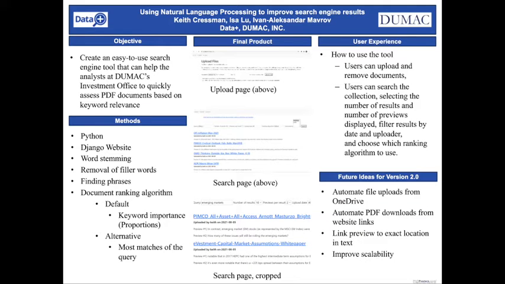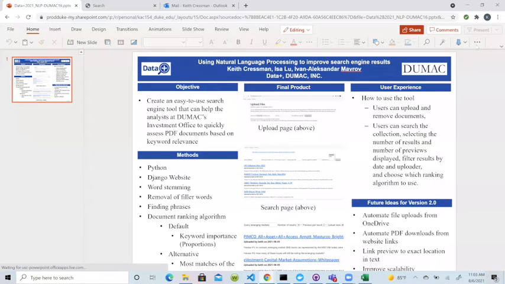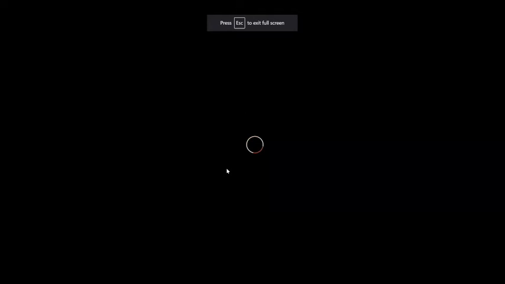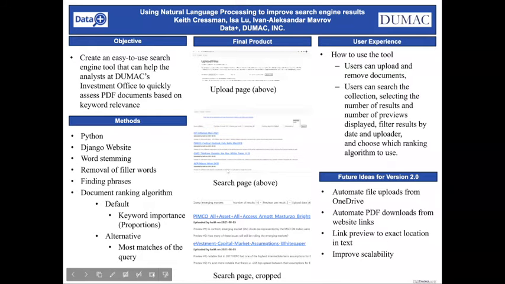Yeah, Ivan. So the client for our project is Dumac, which is the hedge fund that manages the Duke Endowment, as well as the Duke Pension Fund, as well as other Duke-related assets. The main type of documents that our tool needs to process are financial documents, and that would facilitate the research process conducted by professionals at the firm.